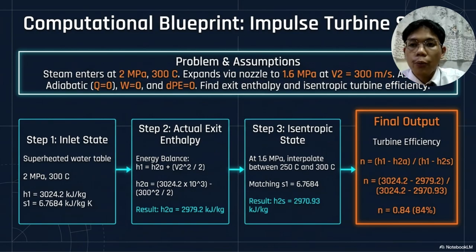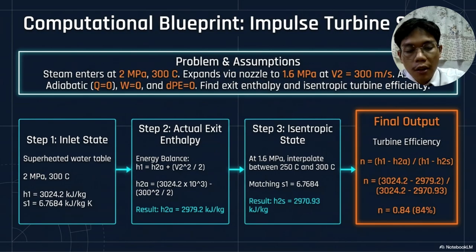All right, done with the function and application of the device, we're moving to the case study. Steam enters at 2 megapascal and 300 degrees Celsius, and expands via a nozzle to 1.6 megapascal, and the outlet velocity is 300 meters per second. Assume it is adiabatic, with no energy transfer, no work, and no potential energy. Find the exit enthalpy and isentropic turbine efficiency.